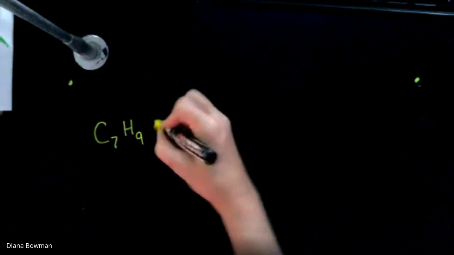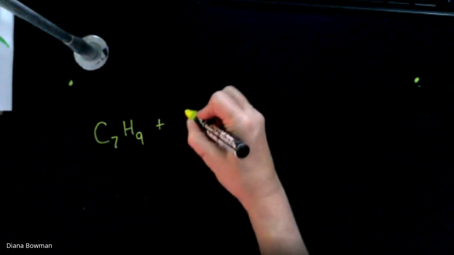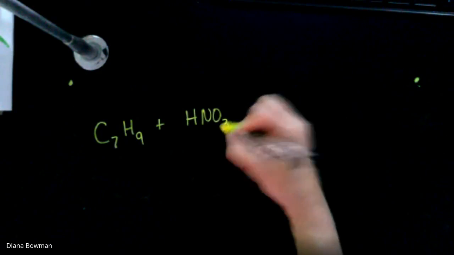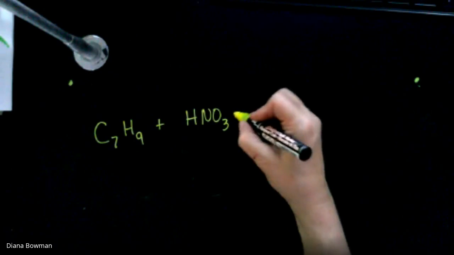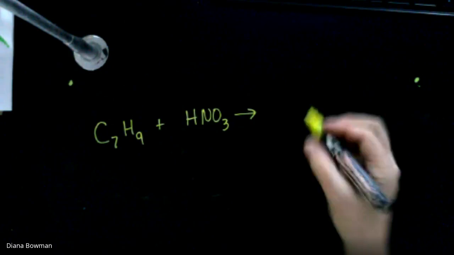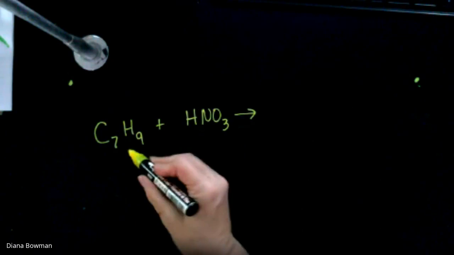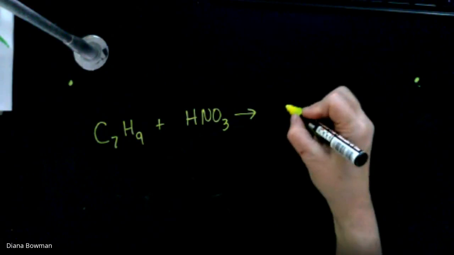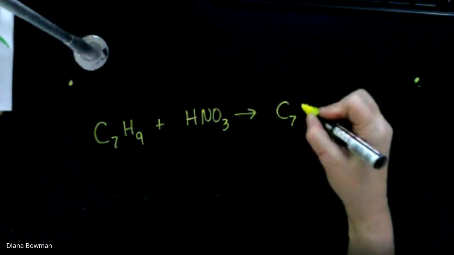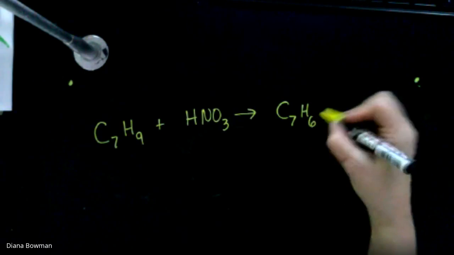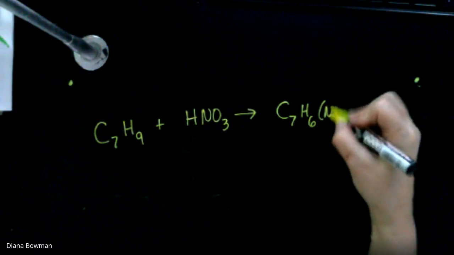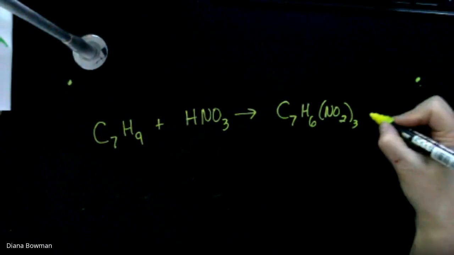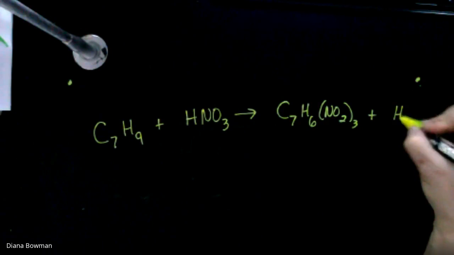C7H9 plus HNO3. HNO3 is nitric acid. That's probably the scariest acid that I know. It's a super dangerous acid. So we're going to have some hydrocarbon with some nitric acid. And what's it going to make? It's going to make C7H6(NO2)3, and it's going to be 3 of them, plus some H2O.